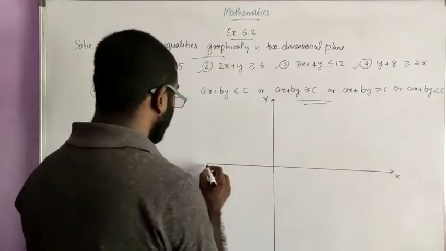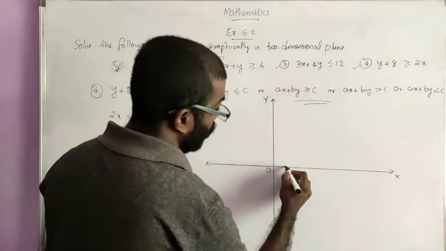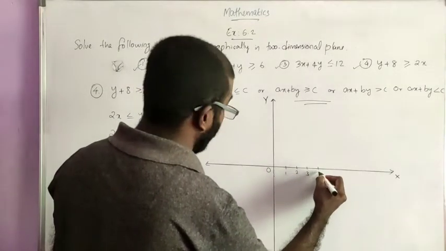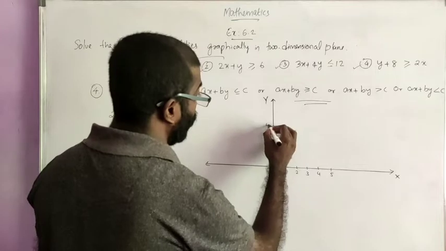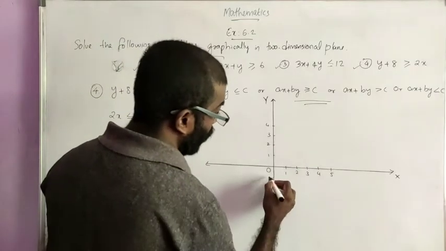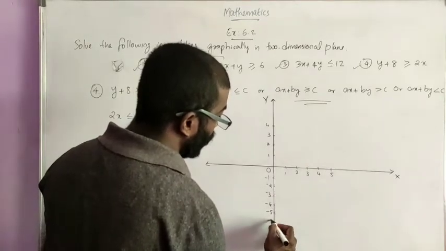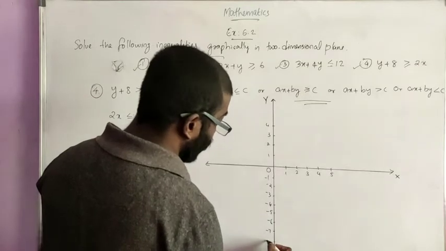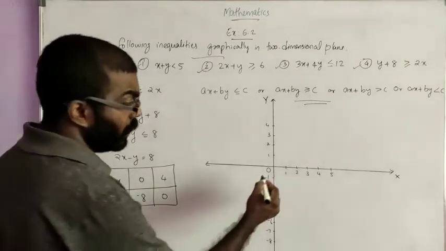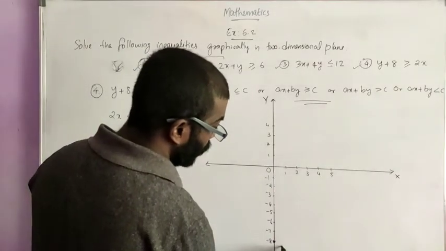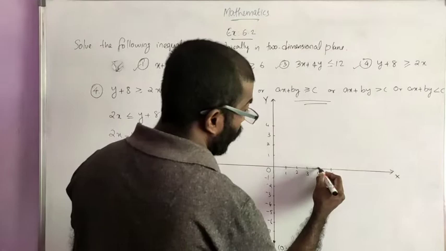X-axis, y-axis, origin. Then we can mark the points 1, 2, 3, 4, 5, and so on. Here also 1, 2, 3, 4, etc. Then here minus 1, minus 2, minus 3, minus 4, minus 5, minus 6, minus 7, minus 8, etc. 0, minus 8 is the first point. 0, comma, minus 8 here. 4, comma, 0 here.